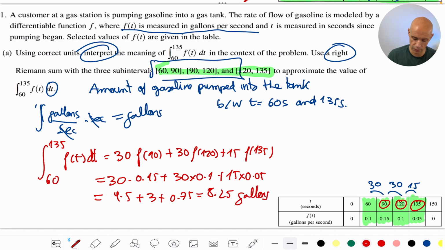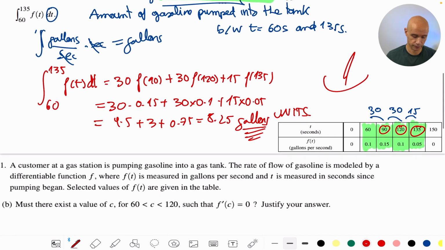Very, very important to use the units. Otherwise, you may lose half of your score, and we don't want that. Okay, so done. Let's move on to the next one. So about 8.25 gallons.